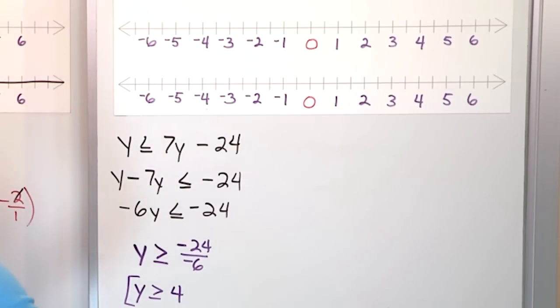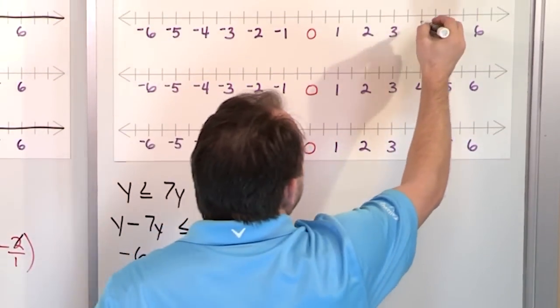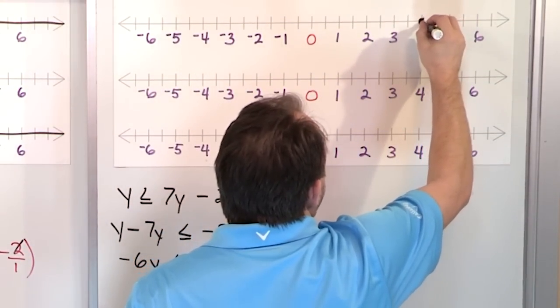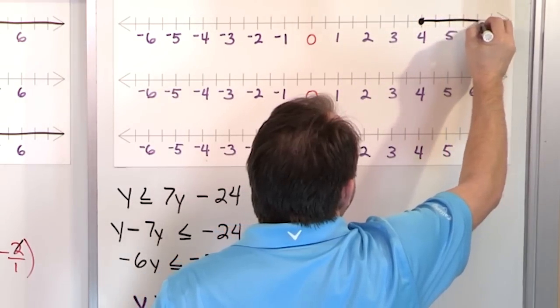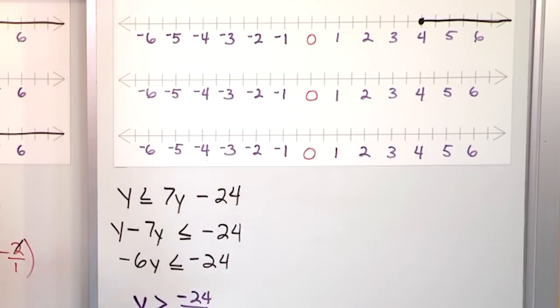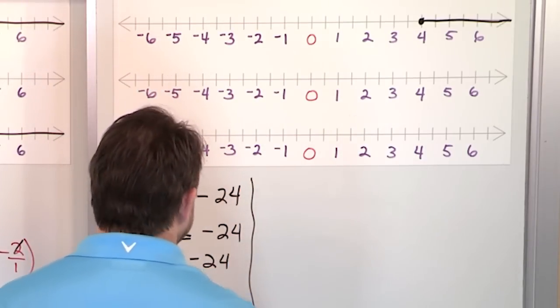Now, to plot this guy, we go find the number 4. We put a solid circle because it's greater than or equal to, and all of the values to the right of that is what we have. So 4, 5, 6, 7, and so on. If you stick them in here, you will find that this inequality is satisfied.